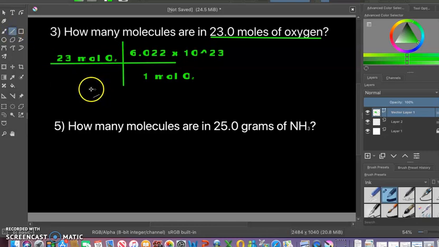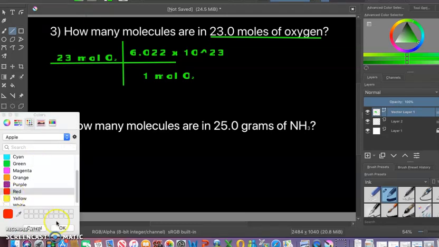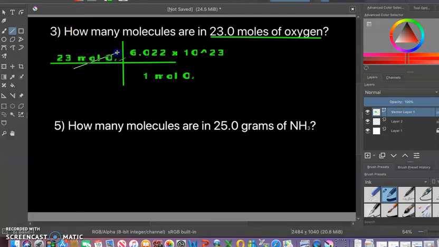Got this plugged in. What am I going to do next? Well, I'm going to cross off the things that cross off. I'm having a hard time, y'all. What crosses off is our unit for mole. And what are we left with? Well, I should have written molecules up here. So the unit that I have up here is molecules. Let me do that next time. We're going to do 23 times 6.022 times 10 to the 23rd.